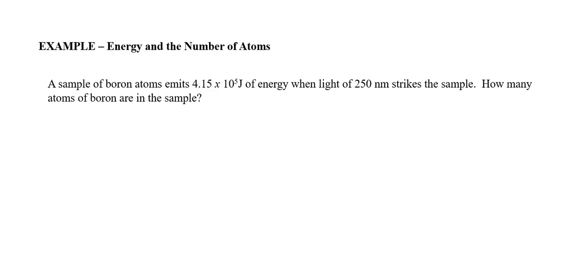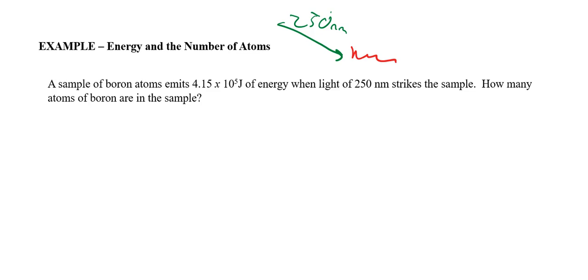More interesting questions. If you have a sample of boron atoms that's emitting so much energy of light when a sample of light hits it. Basically, that incident light, you've got a pile of boron, light comes in at 250 nanometers and so much energy. How many atoms of boron are in the sample?